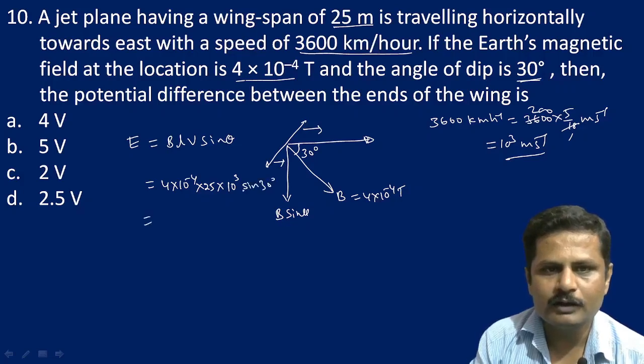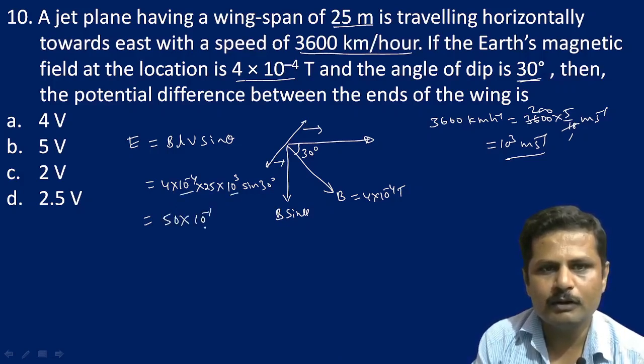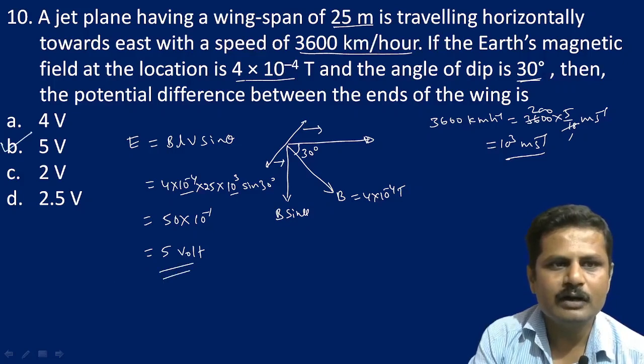So I'm simplifying, that is sin 30 is 1 by 2. So this 1 by 2 into 4 is 2, 2 into 25. That is 2 into 25 is 50. 50 into 10 to the power minus 4 and 10 to the power minus 3. This will become 10 to the power minus 1. So this is equal to 5 volt. So option B is the right answer.